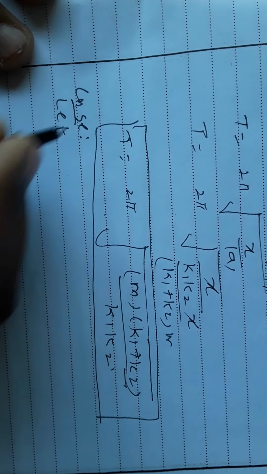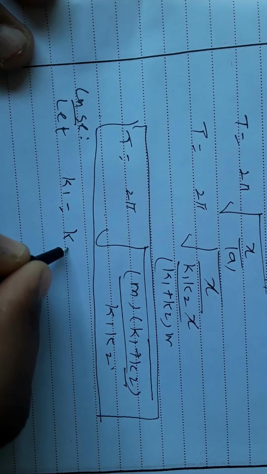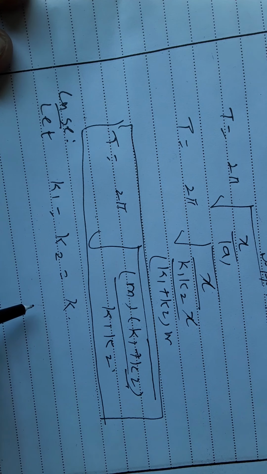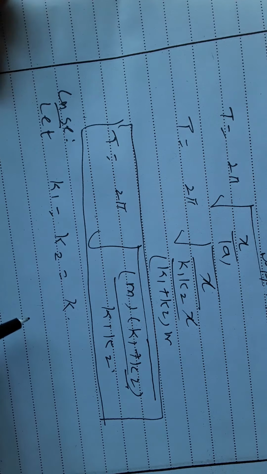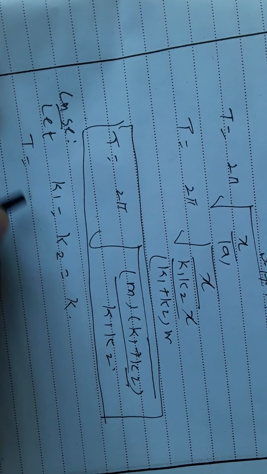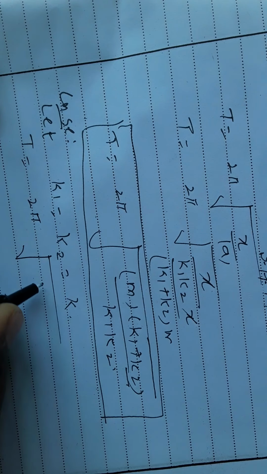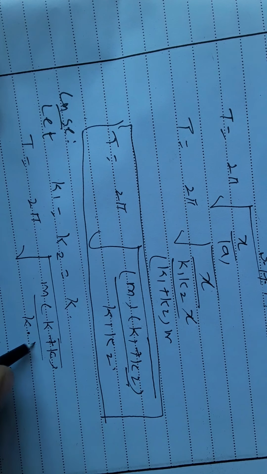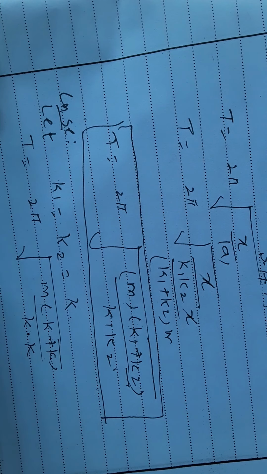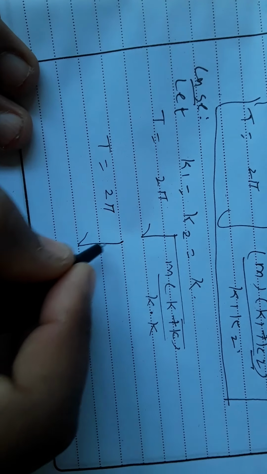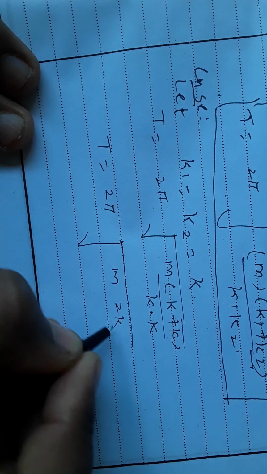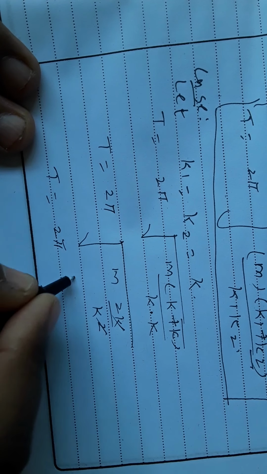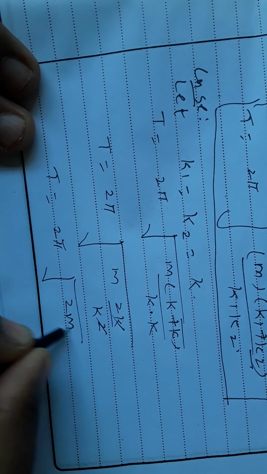Case: let spring constant of both the springs is equal. It means material is of same nature. So we can write T = 2 pi under root m (k + k) into k. T = 2 pi under root 2k upon k square, cancelled. So T = 2 pi under root 2m by k.